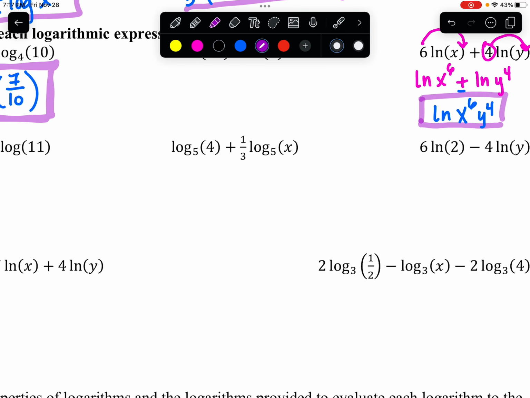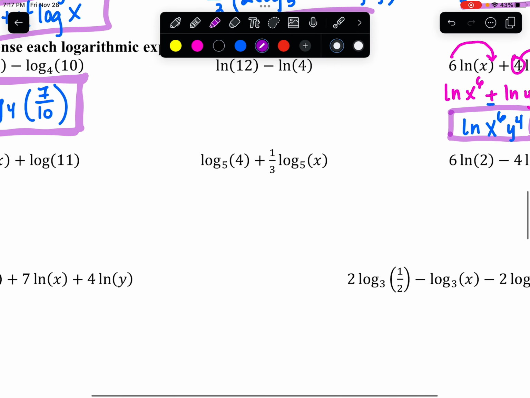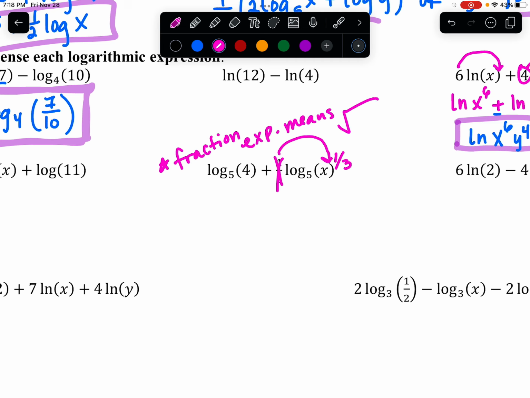Let's do this one, and then we'll do one of the longer ones and be done. Once again, anytime we have a number, we're going to move it to the back. Okay, and remember, this is a fraction. A fraction exponent, when it gets moved to the back, it becomes 1/3. A fraction exponent means a radical. Okay, fraction exponent means radical. And in this case, this number is going to be 3 because that bottom number is 3.